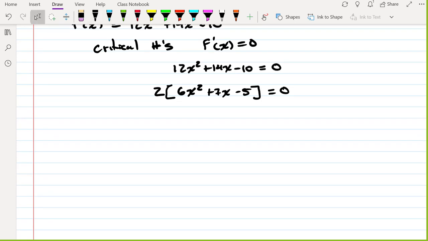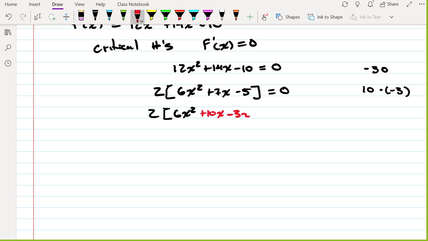And then we can either use the quadratic formula or try to factor this, but if we go 6 times negative 5 gives us negative 30, and we need factors of negative 30 that give us 7, and that's going to be positive 10 and negative 3. So if we split up our middle term here and rewrite it as positive 10x take away 3x minus 5 is equal to 0, we get this, and we're going to factor by grouping.